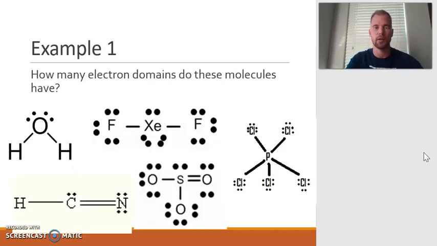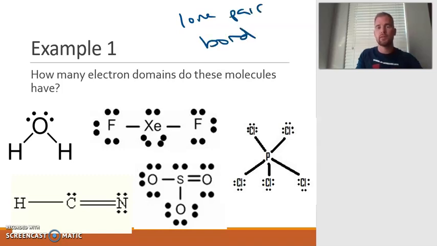So let's take a look at example 1. All we have to do in this example is identify how many electron domains there are. Now when we talk about geometry, it's only the electron domains that are around the central atom that are important. That's it. So remember, what's an electron domain? An electron domain is either a lone pair or it's a bond. And remember, single bonds, double bonds, and triple bonds will all count as just one. And so if we take a look at water, how many electron domains are there in this molecule? Well, there are 2 lone pairs, and then there are 2 bonds. So in total, there are 4 electron domains.